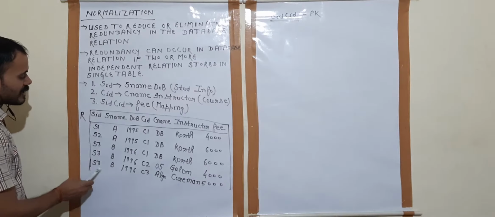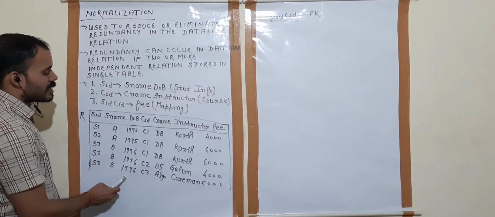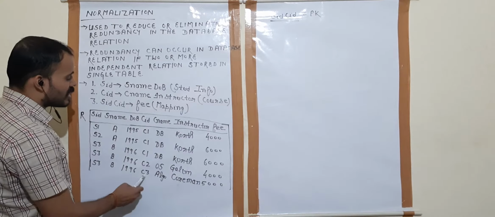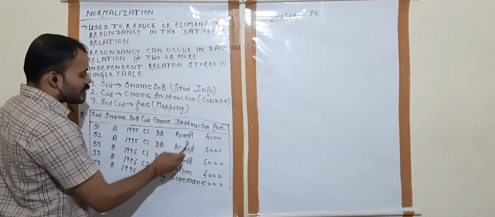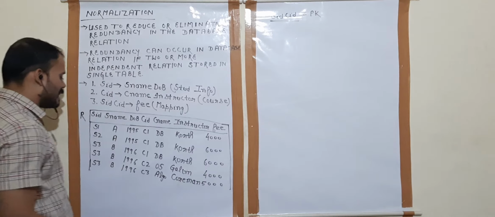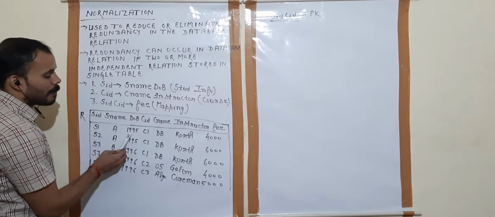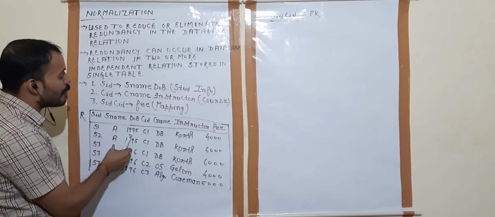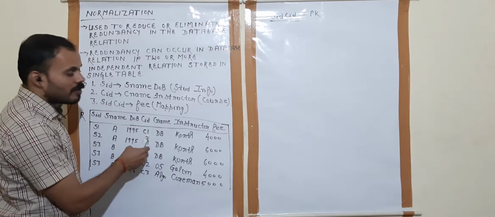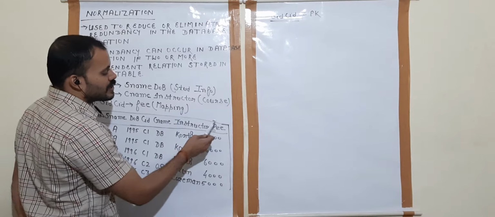Student ID is S3, student name is B, date of birth is 1996, course ID is C3, course name is Elko, instructor is Goldman, fees is 5,000. Now see here, student S1, whose name is A, whose date of birth is 1995, is enrolled in the course C1, whose course name is database, whose instructor is course, and whose fees is 4,000.